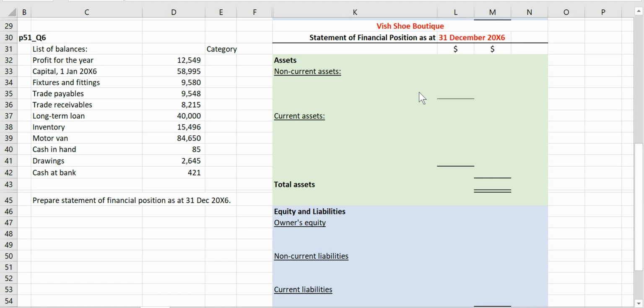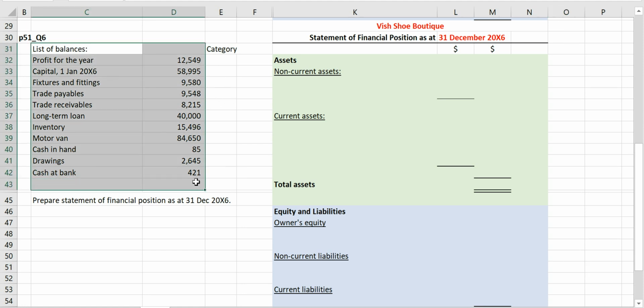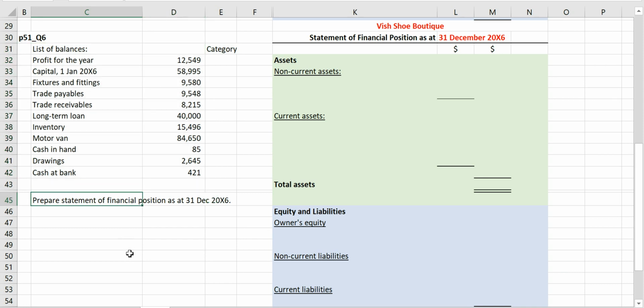Dear students, today we are going to look at how to prepare the statement of financial position using a list of balances that are provided for us. Helping us today will be the question in the workbook, page 51, question 6. So let's begin. Now on your left is a list of balances that were provided to us in that question. We're asked to prepare this statement of financial position as at the 31st December 2006.